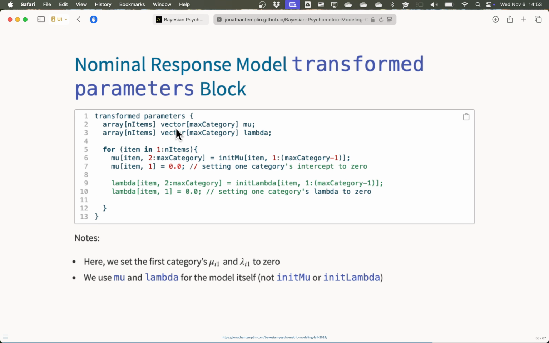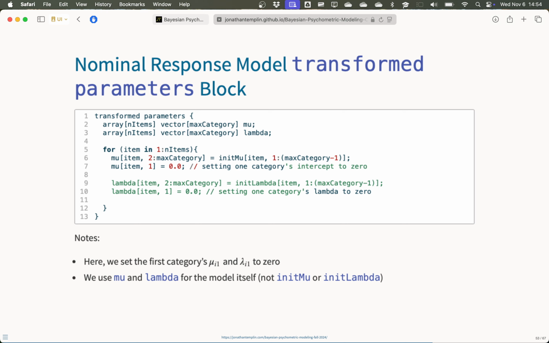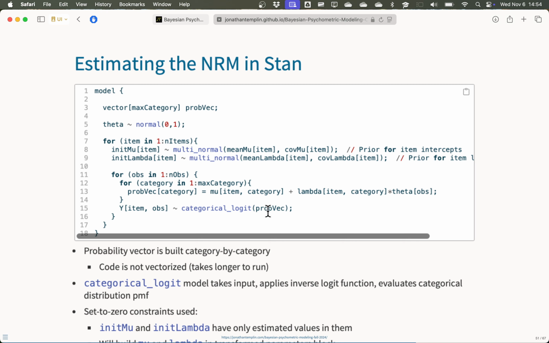Now, I have to introduce the transform parameters block to build Stan code that will take the 4 values of init mu and the 4 values of init lambda and put them into a 5-category vector for each item, because the Stan syntax expects us to have a mu and a lambda for each category, for all 5 categories. But I'm only estimating 4.